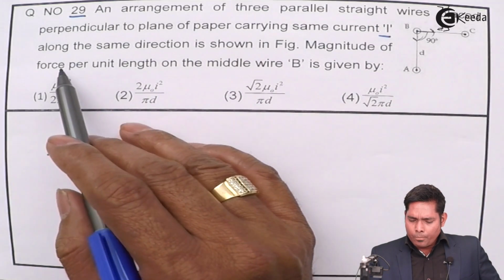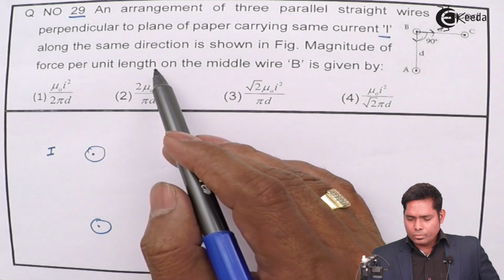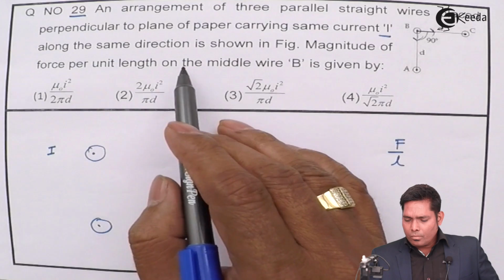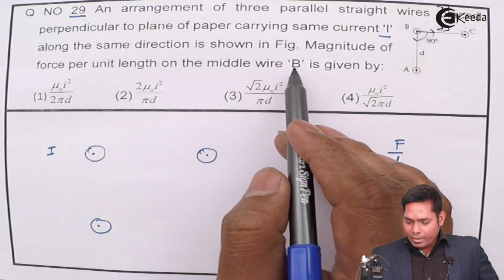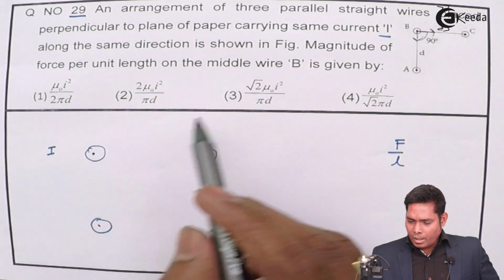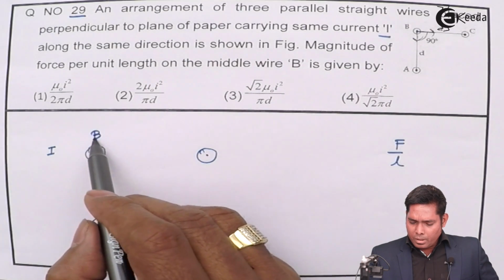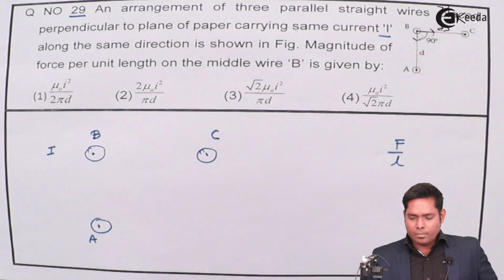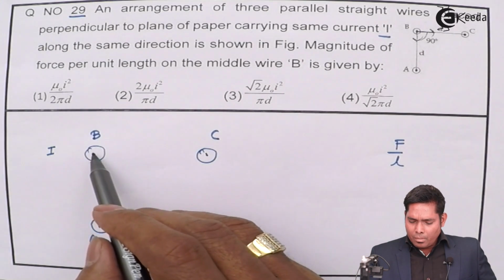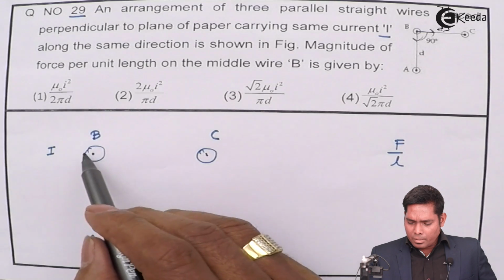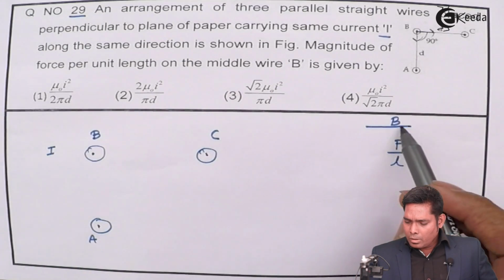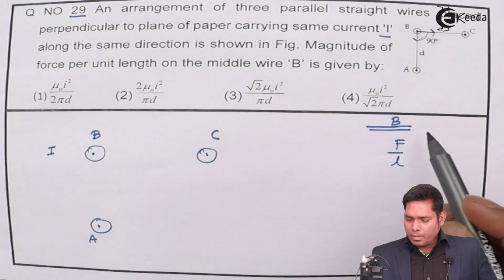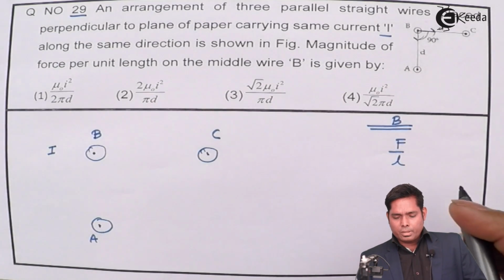Magnitude of force per unit length you define. So you have to find the force acting per unit length on the middle wire B, as shown in figure. This is B. This conductor is named as A, and this is conductor C. So you have to find the force per unit length on this conductor B, given by how much.